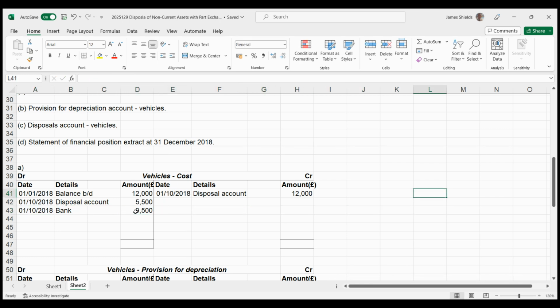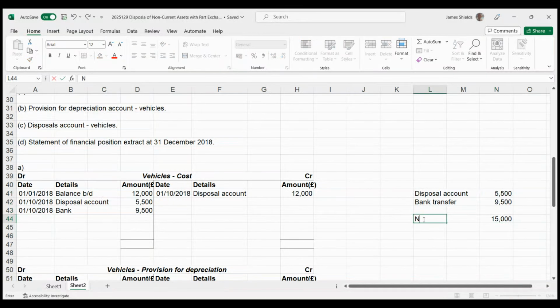So we had the disposal account. So that was the part exchange of £5,500. And then the bank transfer was the £9,500. That then gives us a total for the new car of £15,000. So that's our new car.